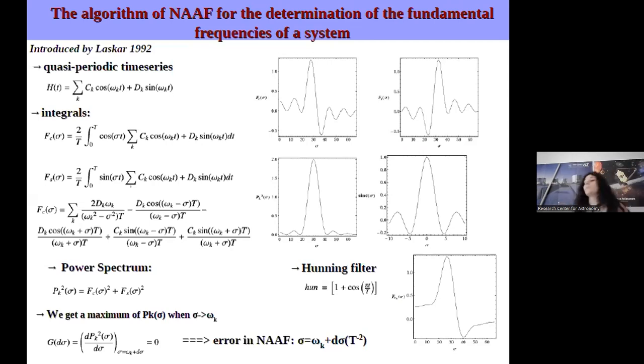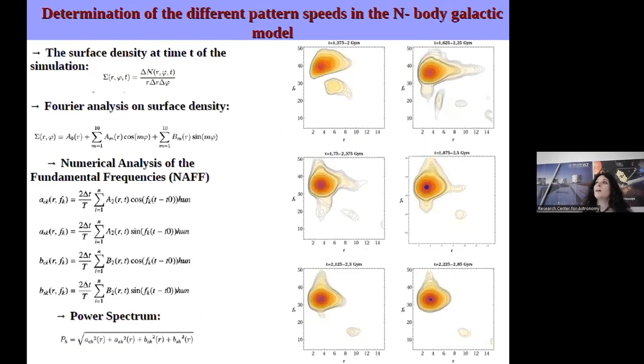And also we use the Hanning filter, which is known in the bibliography. And it helps us to cut the side lobes and the multiples of the frequencies in our problem. Okay, we tried to apply this method in the N-body simulation. We have the surface density of the simulation at every time t of the simulation. This is the form of the surface density. The surface density is a function of the radius r from the center of the galactic disk, of the angle phi, and time t.